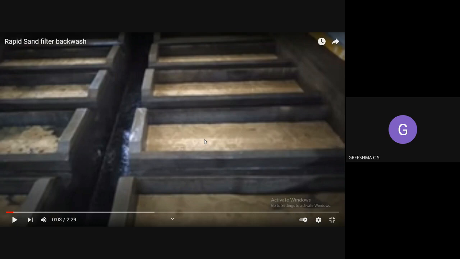Okay, a lot of dirt has formed on top of it. You can see all the dirty skins. Okay, so now it's time to clean the filter media. Okay, so how, in a rapid sand filter, that is through the backwashing.